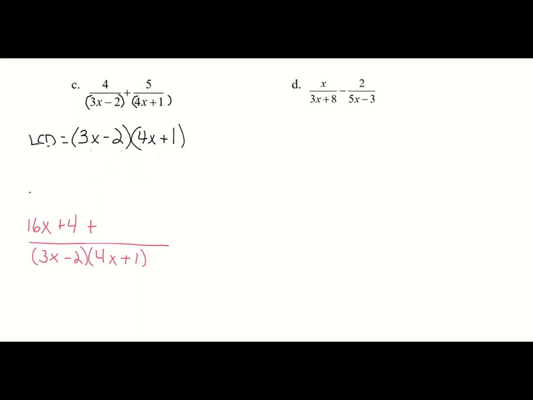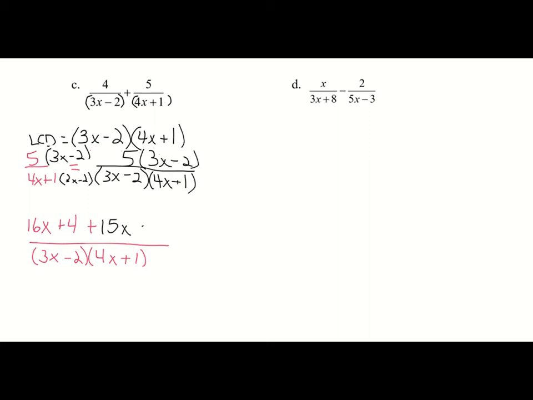So my other fraction that I need to take to my common denominator is 5 over 4x plus 1. And again, I want to make it have that denominator of 3x minus 2 times 4x plus 1. So that means that I need to multiply the top and the bottom by 3x minus 2. And that will give me 5 times 3x minus 2, or 15x minus 10 when we distribute. And we have that common denominator, so I just went ahead and wrote it on the bottom because I know I'm going to add the numerators together.